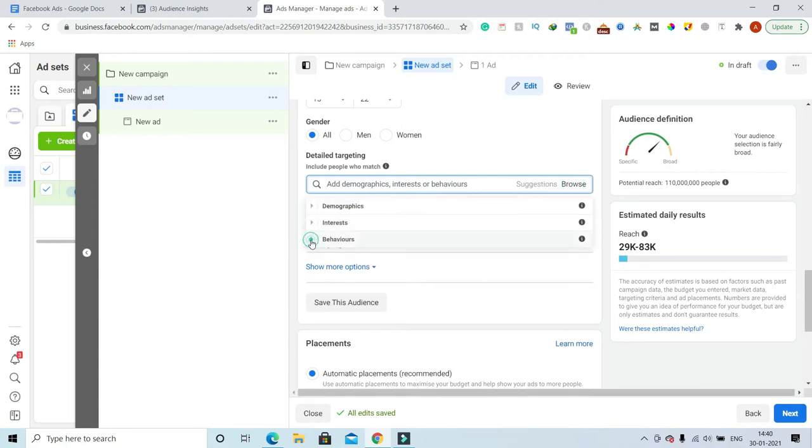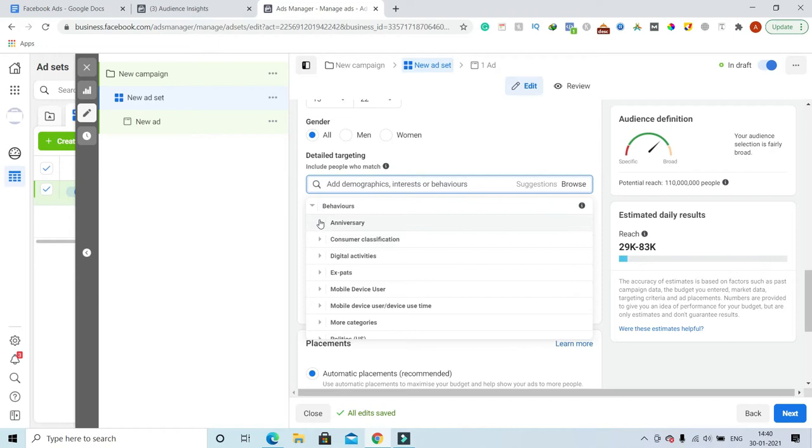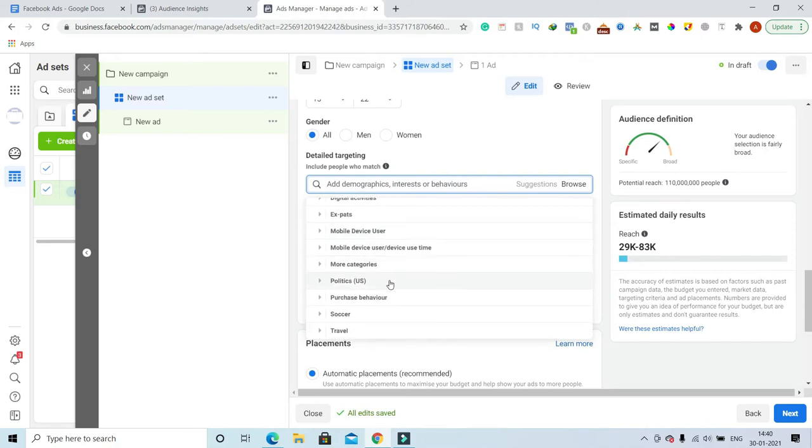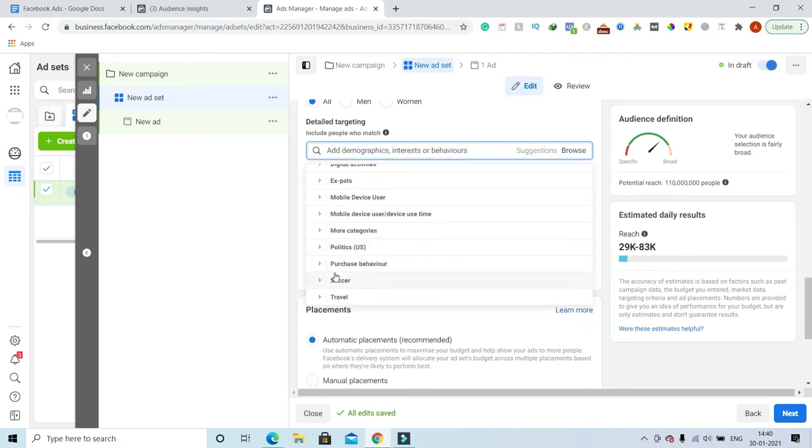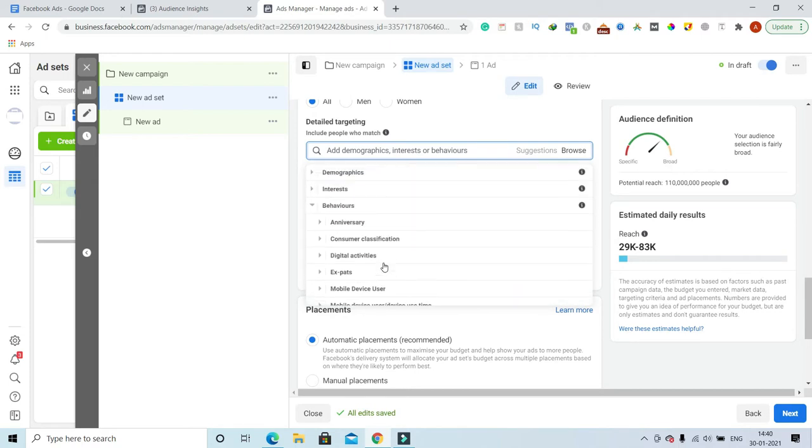Then comes the behaviors. Now this behavior is what kind of behavior is that particular person showing. So is he using Facebook mostly on a mobile phone? What kind of things does that particular person have? So is he interested in politics? What about his purchase behavior? Is he interested in travel? So there are certain behaviors which certain kinds of people show.